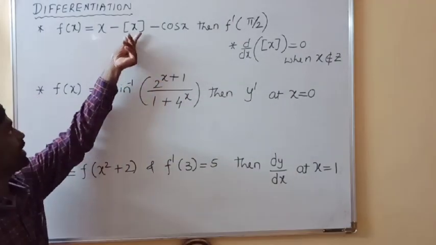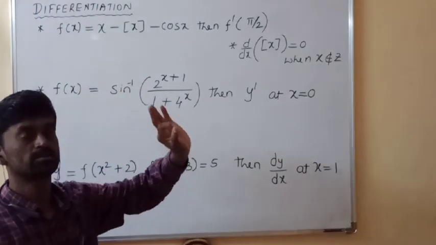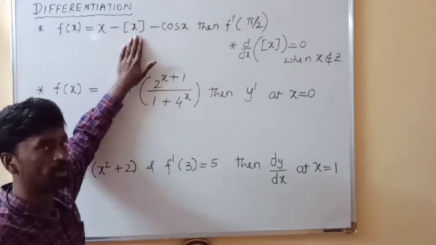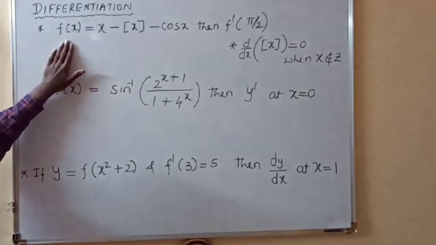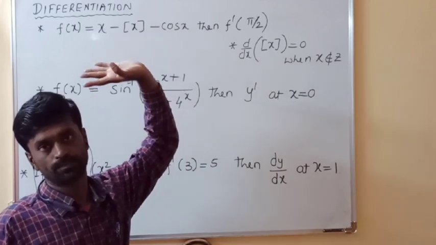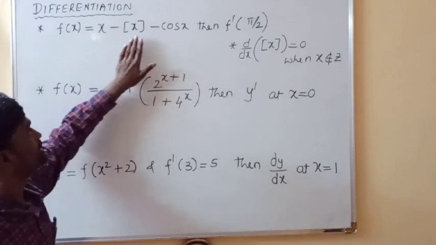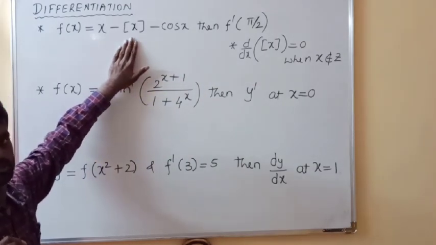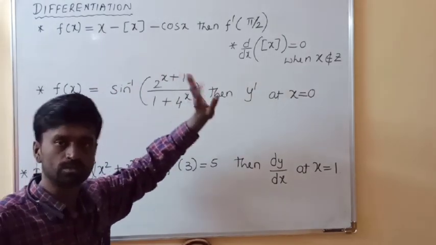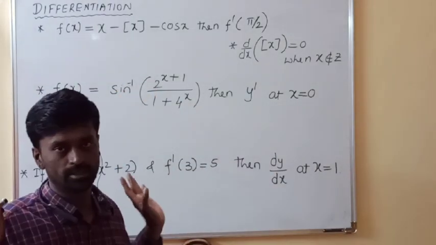Okay. So we know that the derivative of the step function does not exist at integers only. Suppose the step function is not differentiable at the integers, then automatically this f of x function is also not differentiable at integers. Because the x function and cos function are differentiable, but the step function is not differentiable at integers. So the sum of a differentiable function and a non-differentiable function is always non-differentiable. That means clearly f of x is not differentiable at integers.